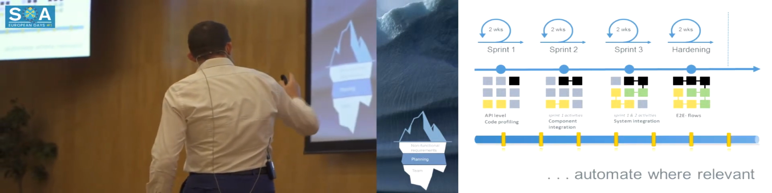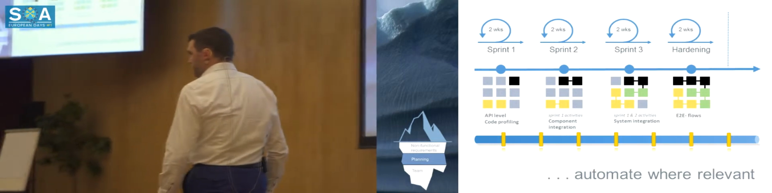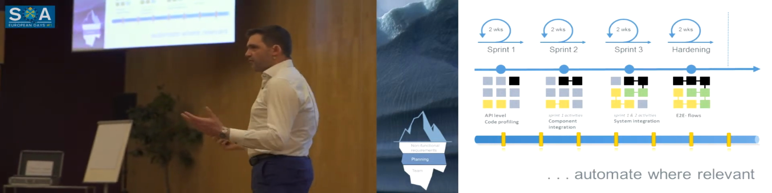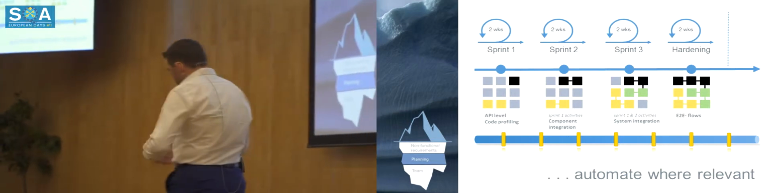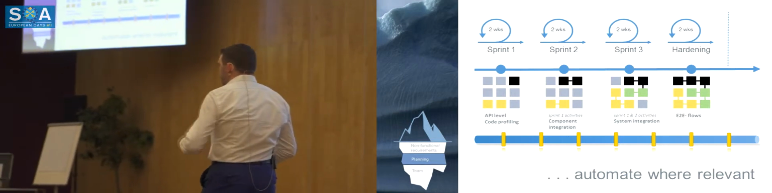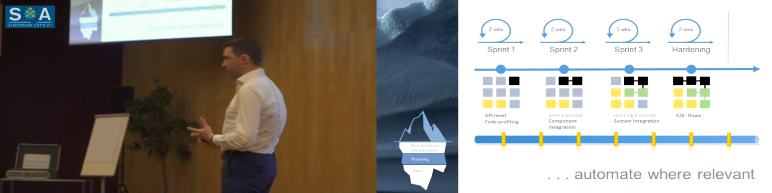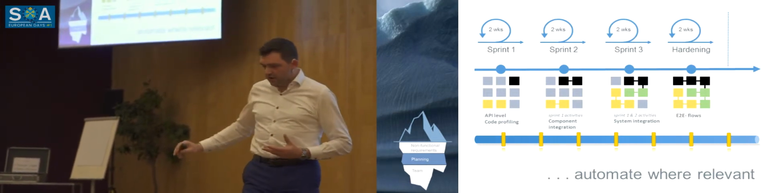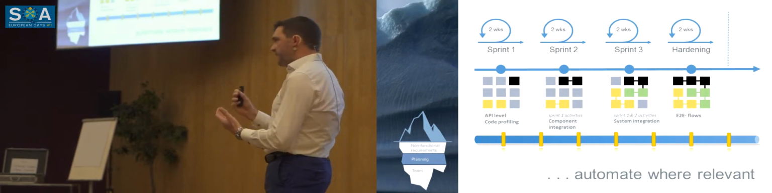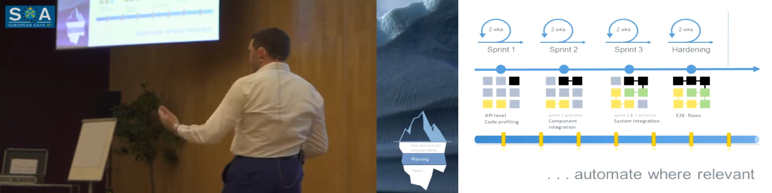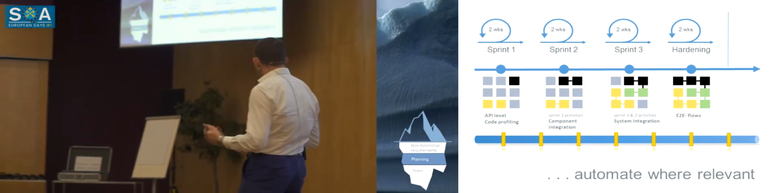Second thing, automate where relevant. In most agile projects, you have your CI/CD pipeline, and then it's very easy. You have your automated unit test, your build, you can automate your performance test, or at least trigger the execution from a Jenkins, from Bamboo.